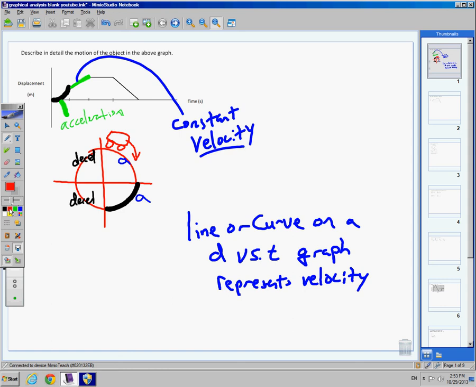The next part is a horizontal line to the x-axis. And really what it means is that the displacement is not changing. If the displacement or distance, if it was a distance versus time graph, is not changing, then it has to be at rest or not moving. And lastly, we have another curve that's going down. Well, this happens to be a constant velocity.